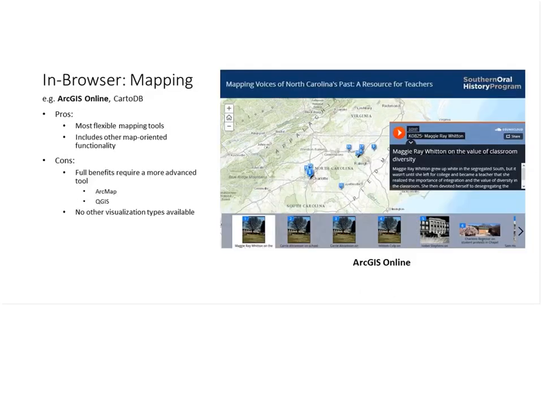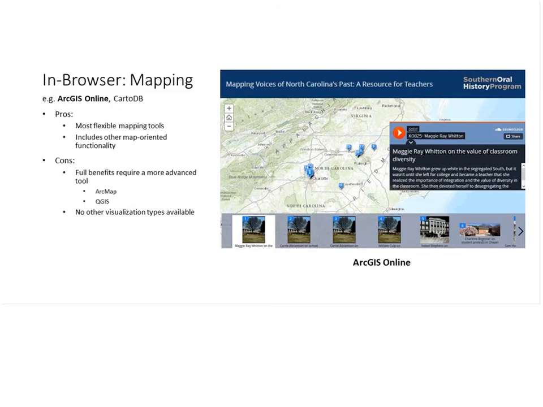So one important subspace of the in-browser community is the mapping tools. And the real two big players here that I'm going to talk about are ArcGIS Online and CartoDB. They both will allow you to pretty easily make very nice looking maps with multiple different layers in them, different base maps. They have a lot of very map-oriented functionality, and you can build things on top of them.